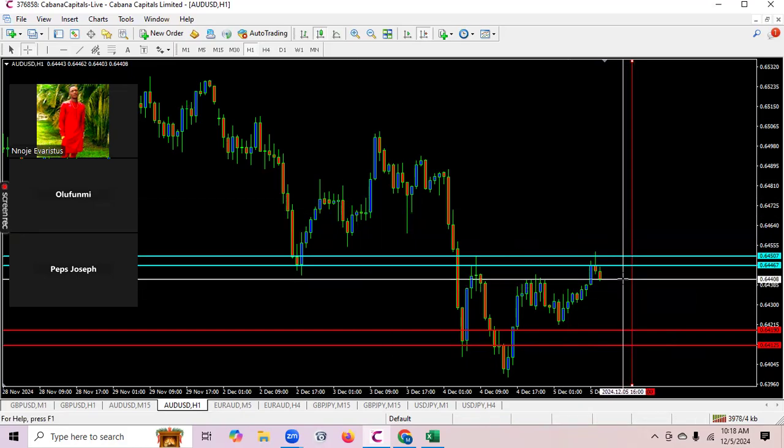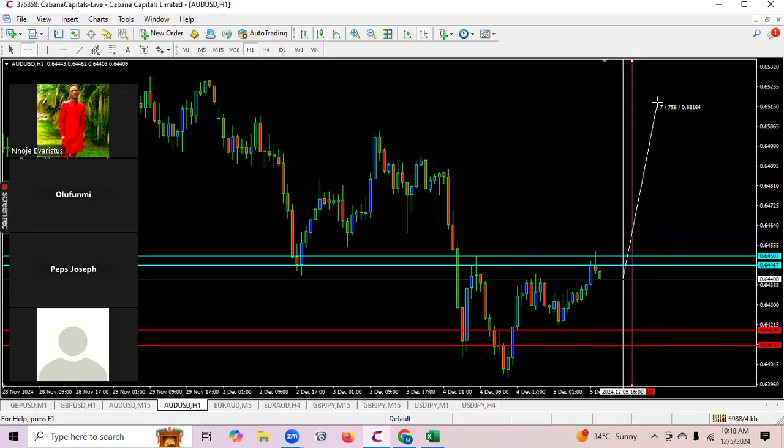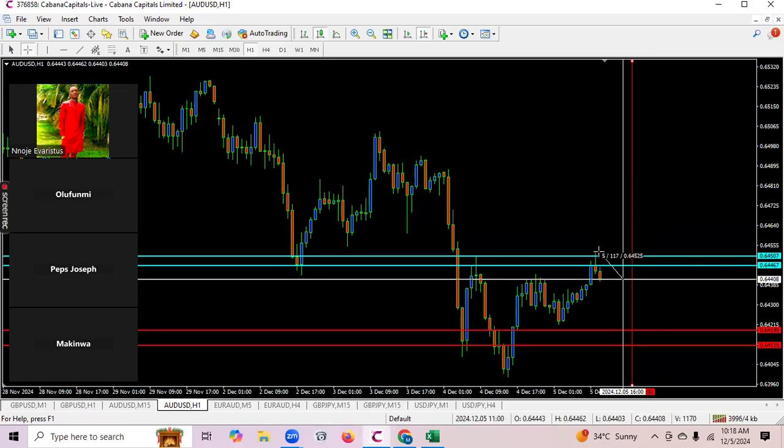If you're selling, your stop loss should be a few pips above this high. If the 4 hour candle closes above this zone, then you expect more bullish move on Australian dollar USD. So your stop loss should be 10, 15 pips above this high. Then your first TP should be about 30 pips.